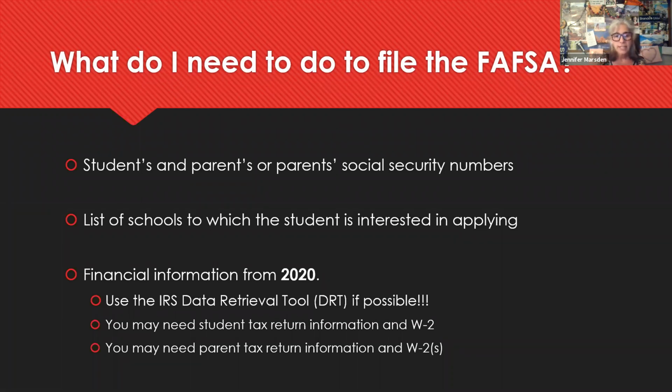So again, like I said, well, first let's talk about list of schools. So when you fill out the FAFSA, one of the sections is school selection. So that's where the student enters the schools that they want the federal government to send their financial information to. So of course, in October, most students don't know all of the schools they want to apply to.